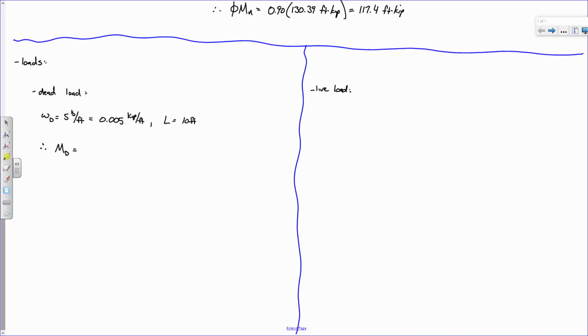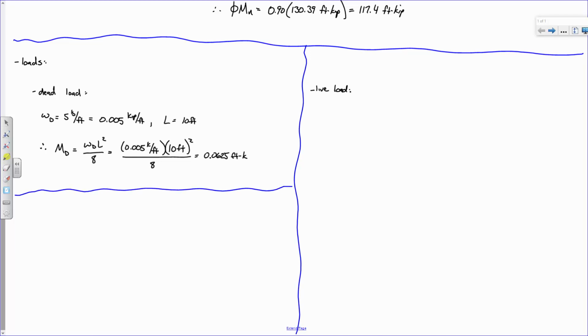So what's the dead load moment? W L squared over 8. So 0.005 kips per foot times 10 feet squared, don't forget the squared, over 8, which is what? Say it again. Foot kips. All right, that's easy.